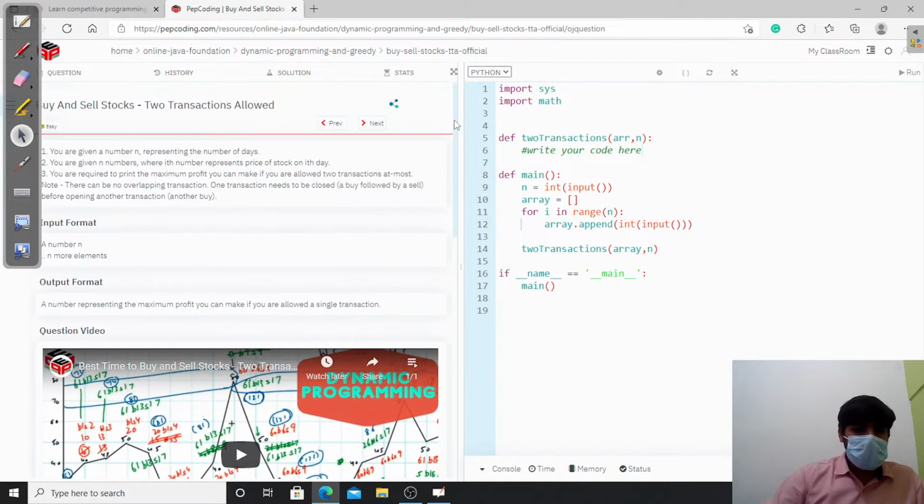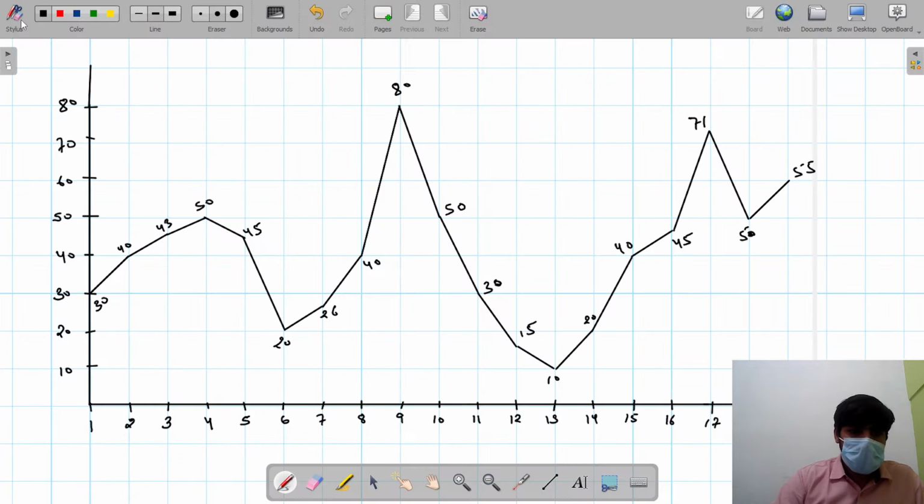In the first question, we already discussed how to get maximum profit by doing one transaction. Also we discussed how to get profit by doing infinite transactions. So in this one, we are using the concept of the one transaction question, like how to get maximum profit by doing one transaction only. You can see we have a graph in which the price is firstly increasing, then slightly decreasing, then start increasing, then again decreasing, then increasing, like that.